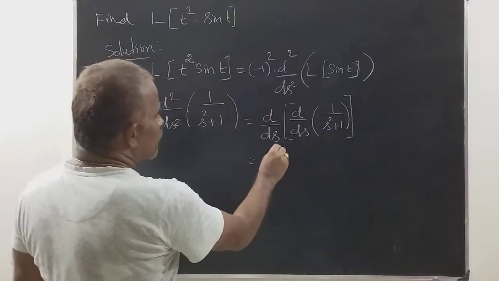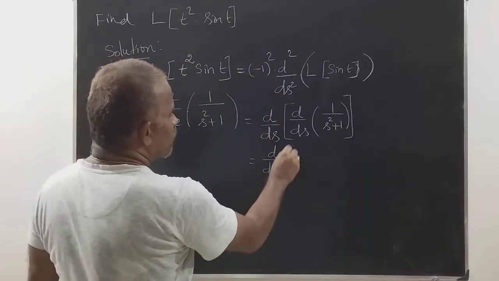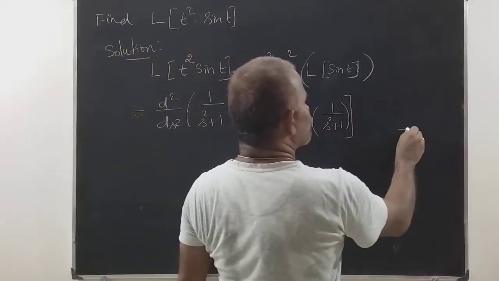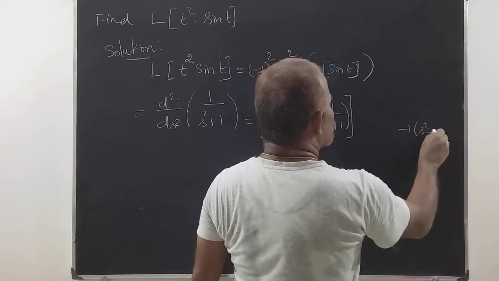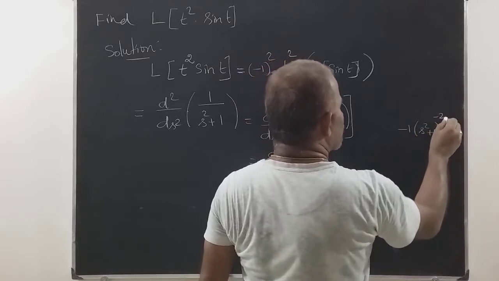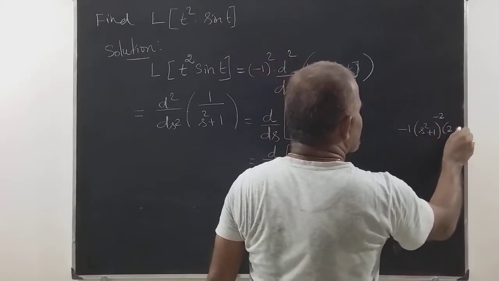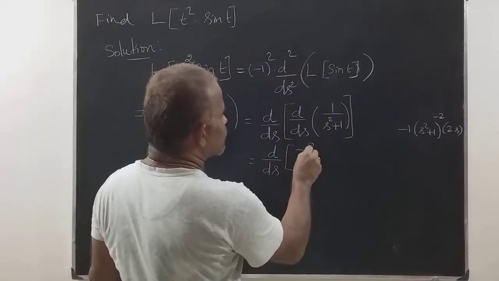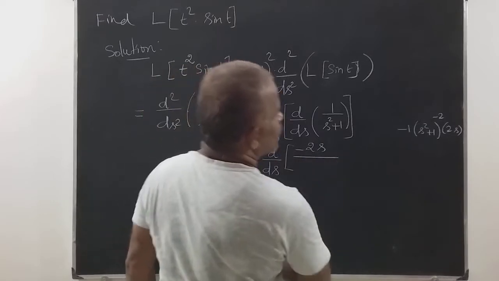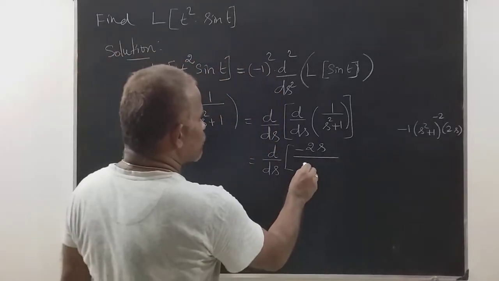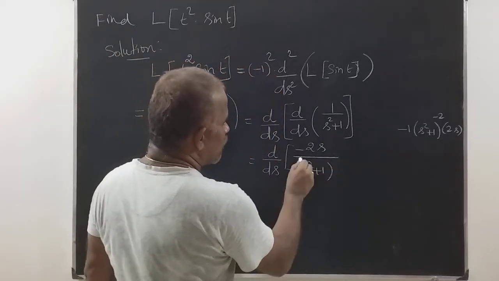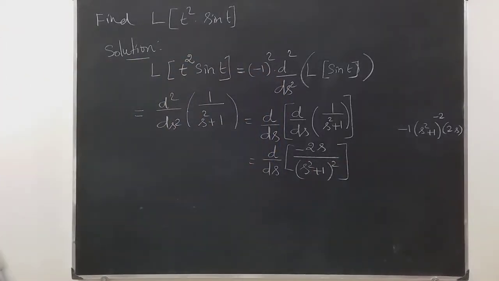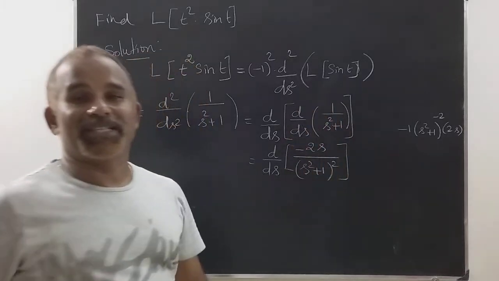So this is equal to d by ds of, differentiating this means what? s squared plus 1 to the power minus 1, therefore minus 1 into (s squared plus 1) to the power minus 2 into 2s. So therefore minus 2s divided by (s squared plus 1) the whole square. Differentiating this with respect to s.